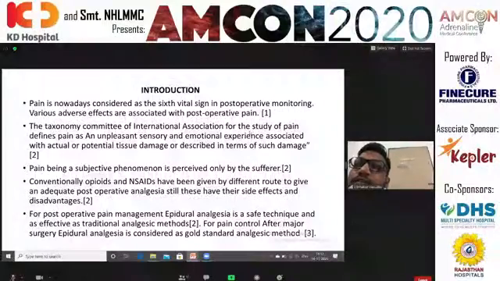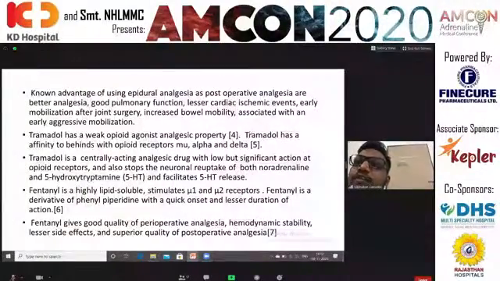Next slide. So there are some benefits of using epidural analgesia: good analgesia, good pulmonary function, less cardiac ischemic events, early mobilization, and increased bowel movement. In my study, we used two opioids, tramadol and fentanyl. Tramadol is a weak, centrally acting opioid, whereas fentanyl is highly lipid soluble and acts on mu1 and mu2 receptors. Next.